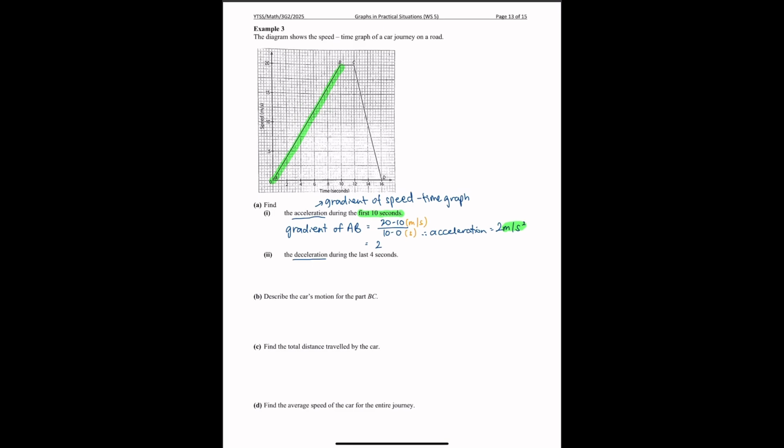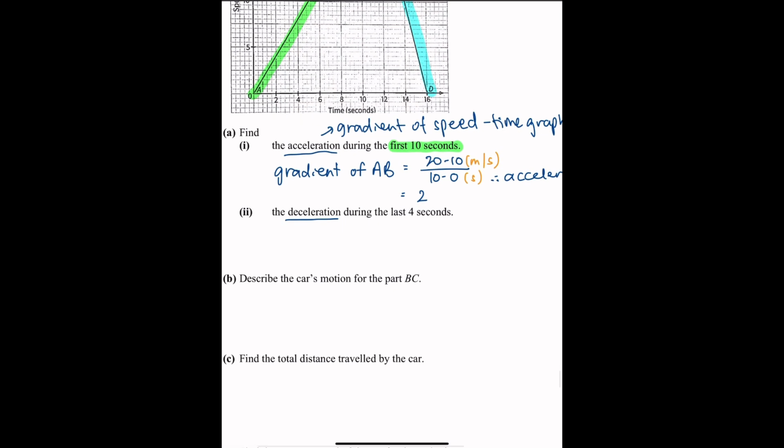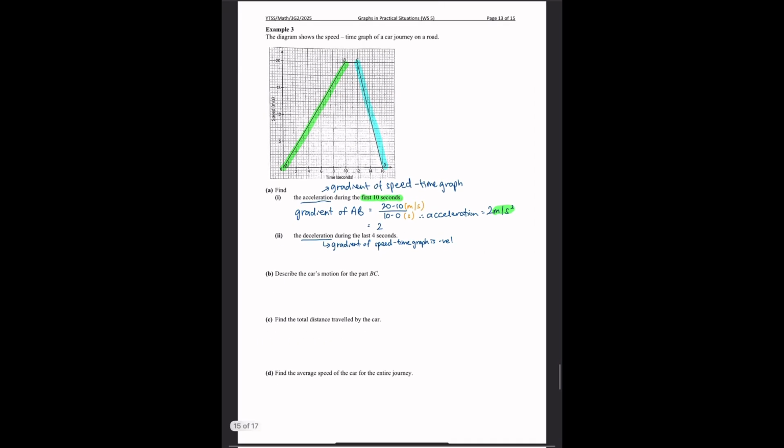Now let's look at part 2, deceleration during the last 4 seconds. So let me highlight in blue the last 4 seconds, which is the section CD. Okay, we need to find gradient first, then we can find the deceleration. So deceleration here is when the gradient of speed time graph is negative. Okay, so let's find the gradient of CD first and then we can find the deceleration.